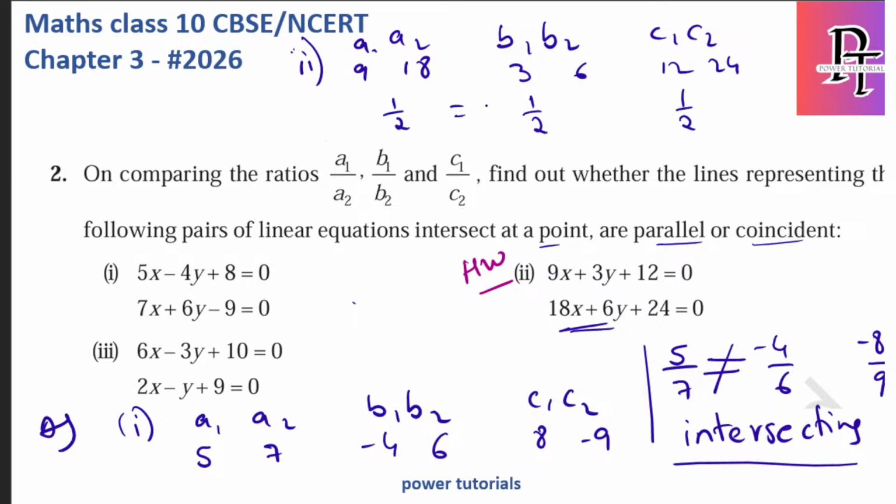So A1 by A2 is equal to B1 by B2 is equal to C1 by C2. If all three are equal, then the lines are coincident. If they ask you how many solutions, we have infinite solutions. Let's see another homework question.